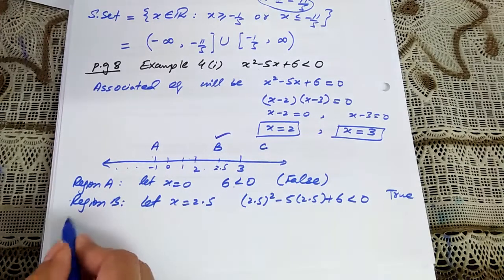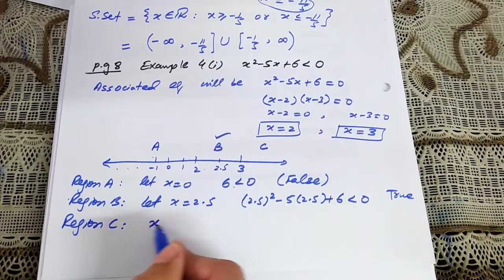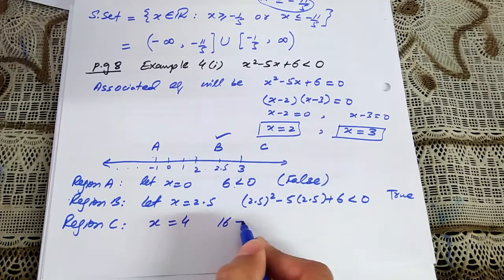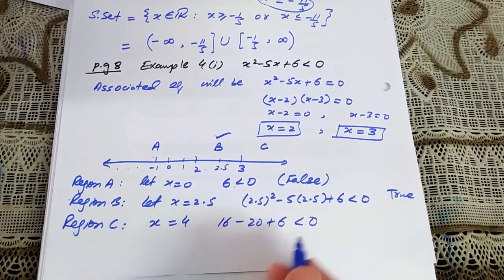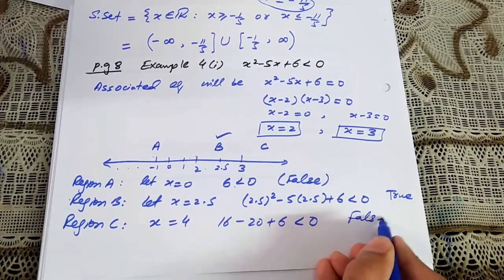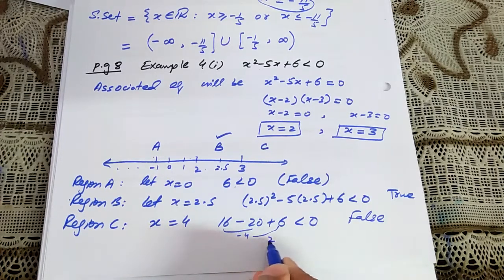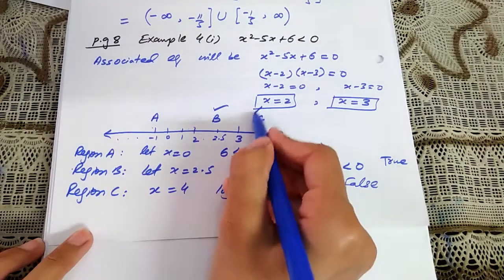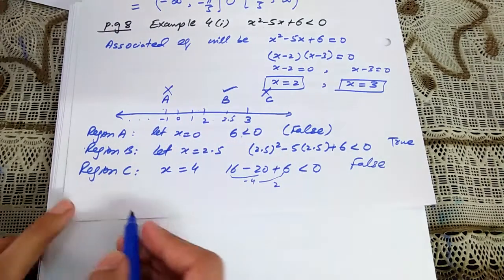Now from region C, take any point after the 3. Let x equal 4. Put it in. We'll get 16 minus 20 plus 6. Is that less than 0? That is false, because we know that 16 minus 20 will give us minus 4. Minus 4 plus 6 will give us 2, and 2 cannot be less than 0. So this statement is false. So it means region C and region A are not included in our solution region. Only region B is included.